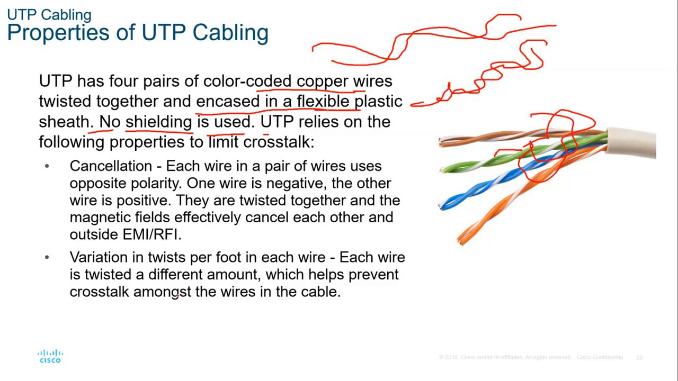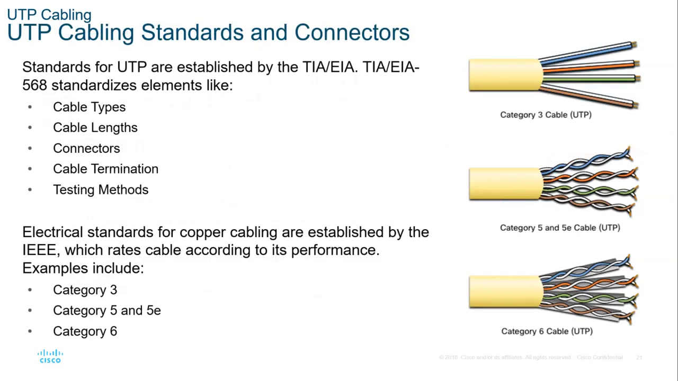So each wire is twisted a different amount, which helps prevent crosstalk. When you look at this, and then this, how it is twisted, the variation is not the same. So standards for UTP, or unshielded twisted pair, are established by TIA.